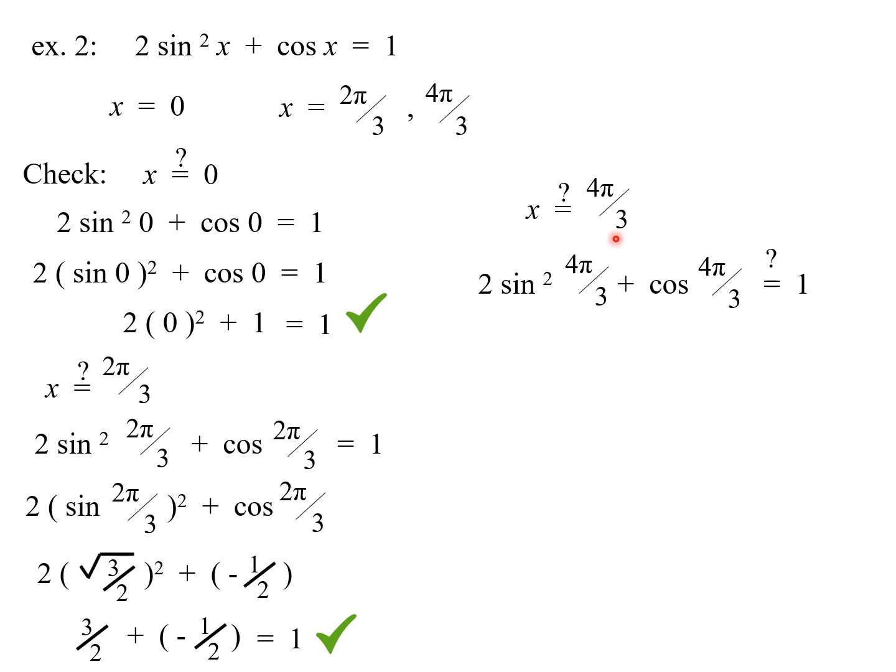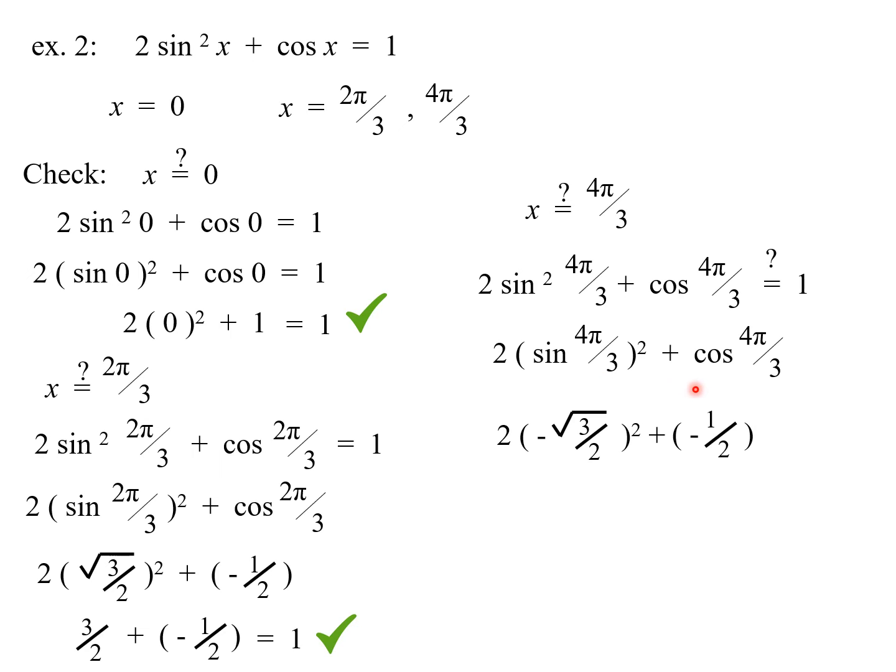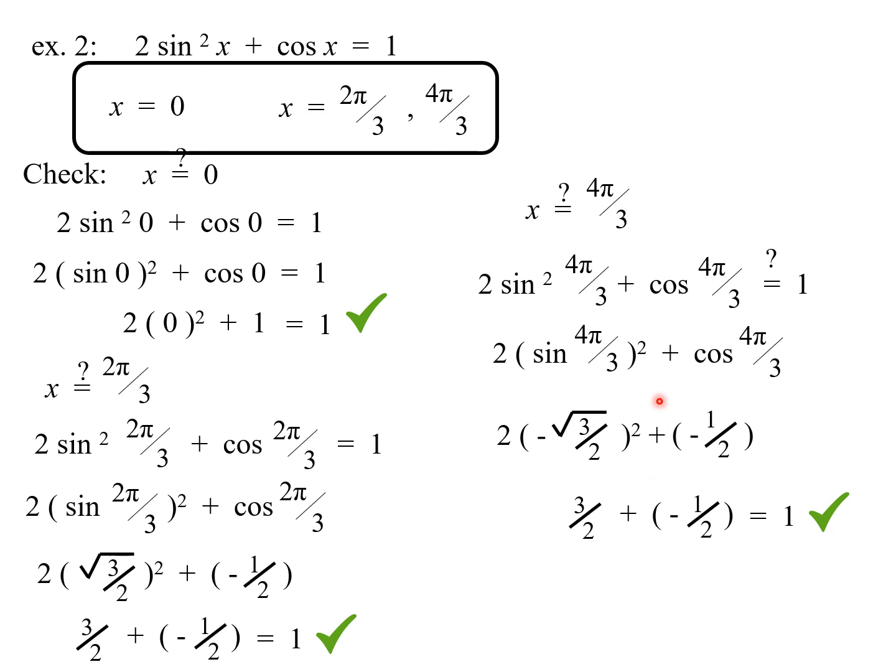All right, one more to check, and that's 4 pi over 3. Now we are in the third quadrant where both sines and cosines are negative. So we're going to square negative root 3 over 2. Everything gets squared, including the negative, so negative times negative is positive. Root 3 squared is 3, over 2 squared is 4, so we get 3/4 there once again. 2 times 3/4 is 3/2. And then plus negative 1/2 once again equals 1. So all these solutions are satisfied.